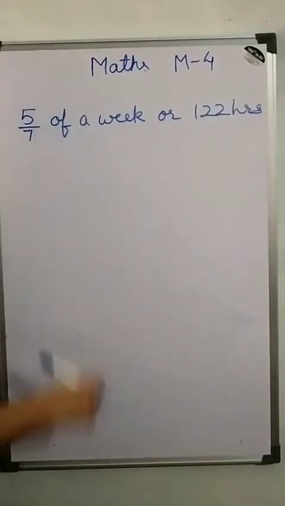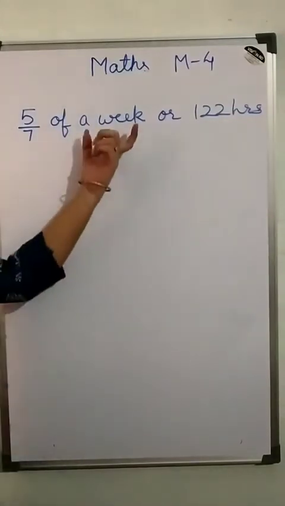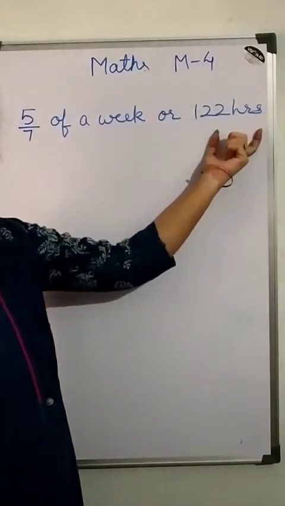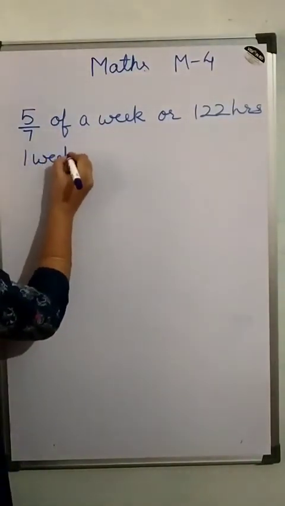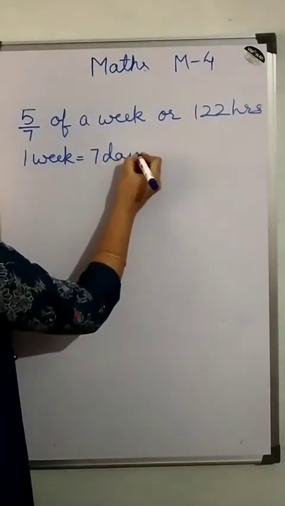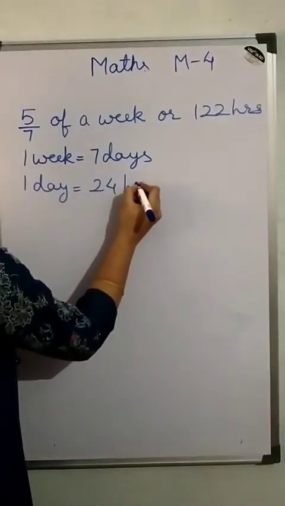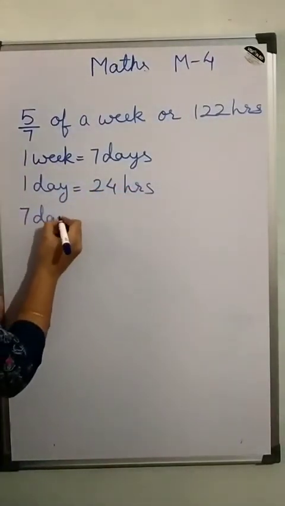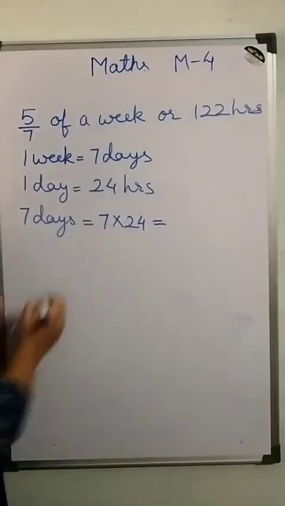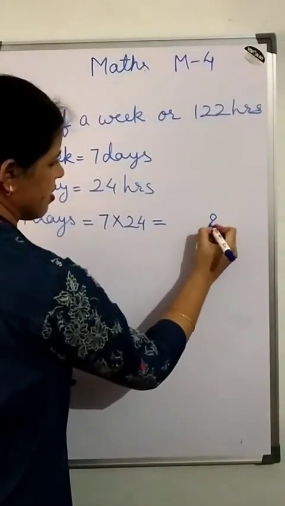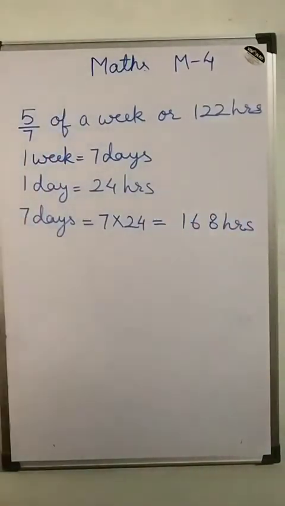The other question is 5 upon 7 of a week or 122 hours. Here you have to convert week into hours, because hour is a smaller unit, so you convert week into hour. 1 week is equal to 7 days, and 1 day is equivalent to 24 hours. So it means 7 days is equivalent to 7 into 24. So 7 into 24 is equal to 168 hours.